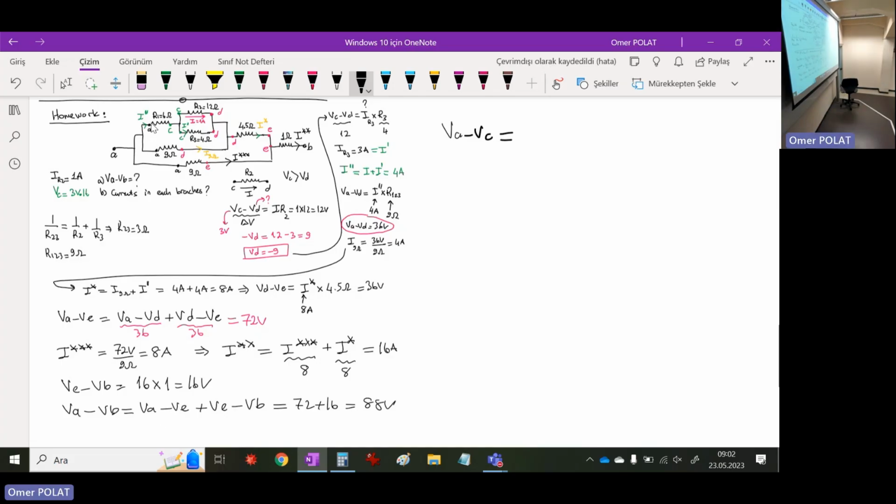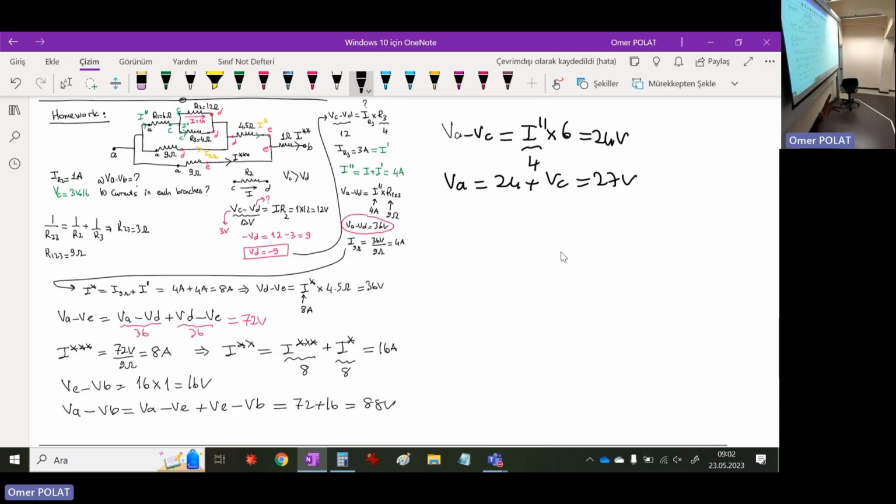We didn't calculate it, but we know VA minus VC is I double prime times 6 ohm. What is I double prime? 4 ampere, so 24 volts. In this case, what is VA? 24 plus VC. What is VC? 3 volts, so 27 volts. I know what VA is.